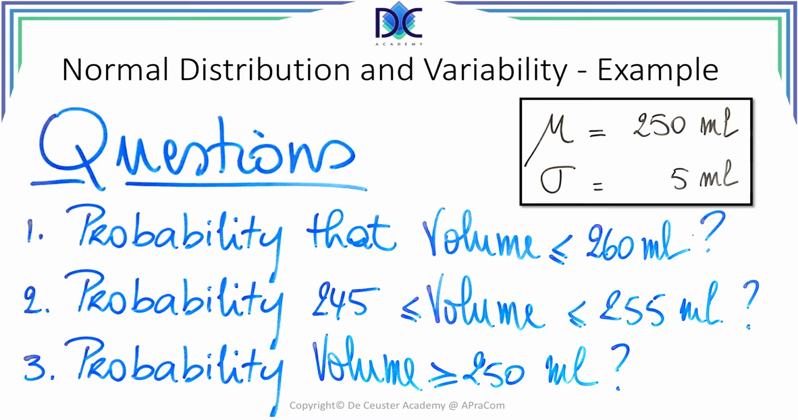Now let's look at the last one. What's the probability that the dispensed volume is larger or equal than 250 milliliters? When you look very well, you see that 250 is exactly equal to the average. So now I gave you almost the answers. Take some paper and do the calculations. Calculate the 3 probabilities. Stop the recording and restart it when you've finished the calculations.